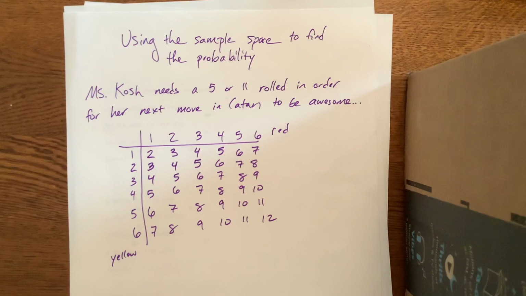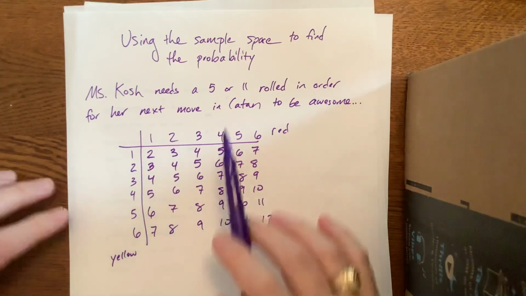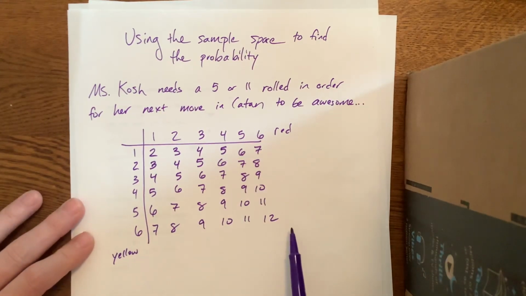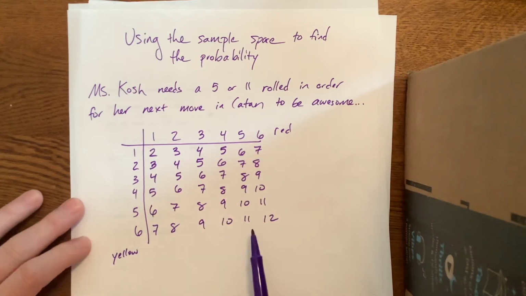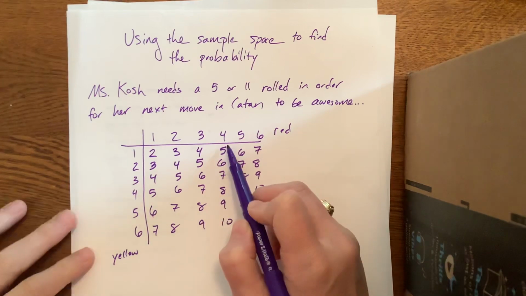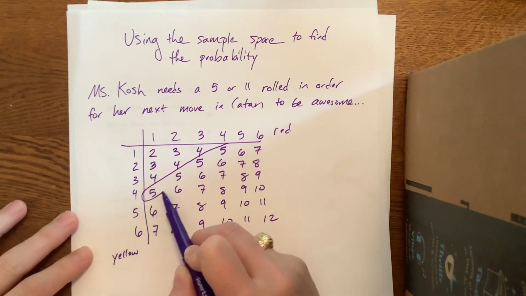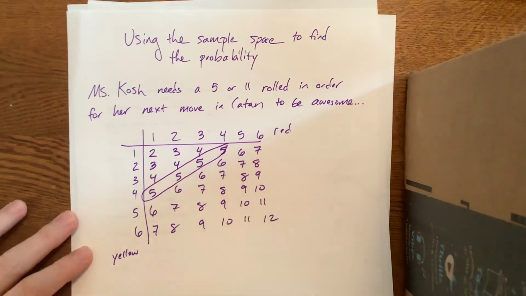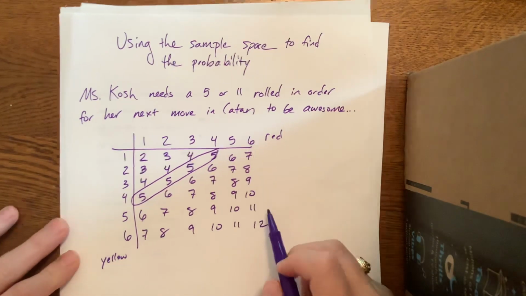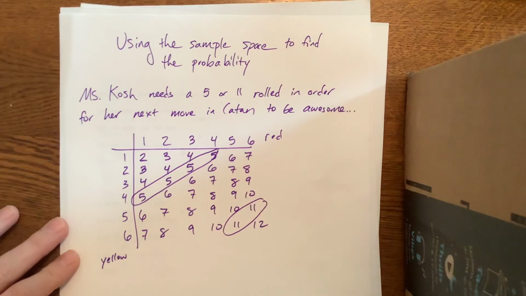Let's say in this game that in order for me to do something really awesome on my next move, I need to roll a 5 or an 11. Notice there are 36 possible things that can happen, 36 sums. In order to get the 5, I can get it one of these 4 ways, and I can get an 11 one of these 2 ways.